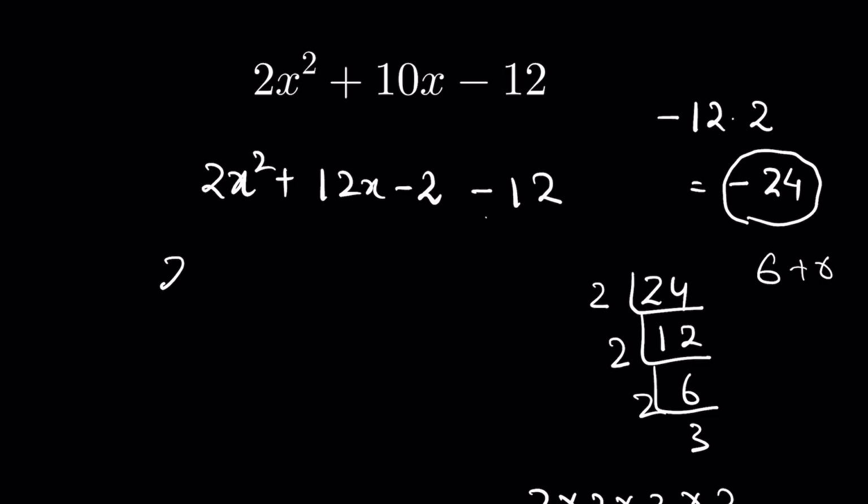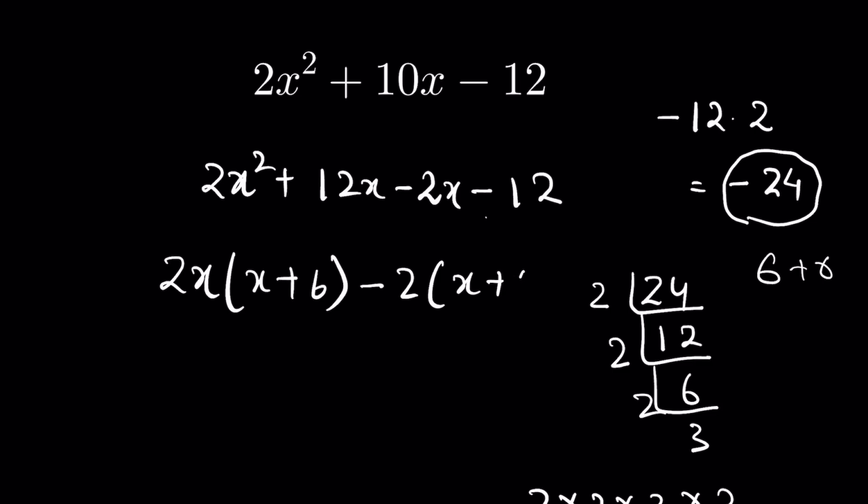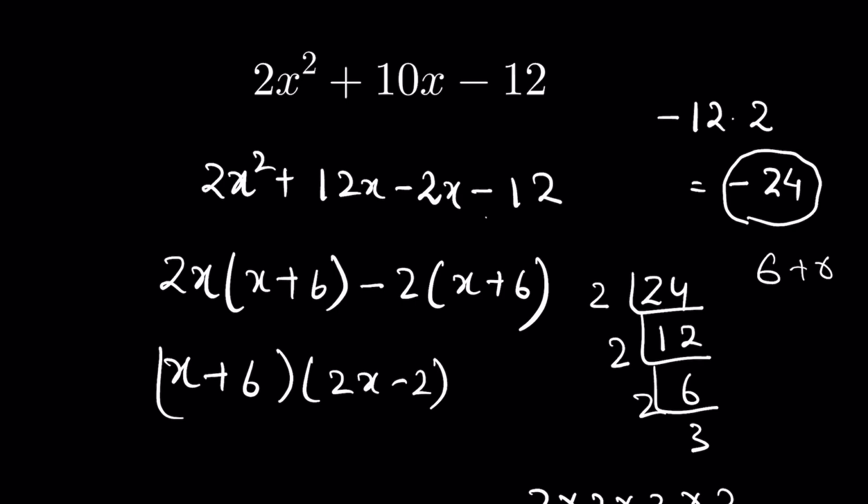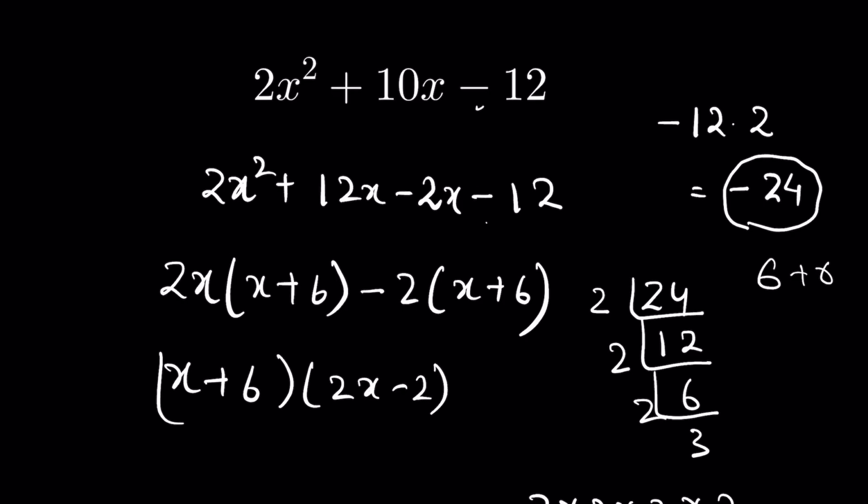Now take here 2x common. So x plus 6, then minus 2, x plus 6. So x plus 6 is the common factor, then 2x minus 2. So you see how the sign has changed the factors here. So always keep in mind this sign and then choose the numbers accordingly.